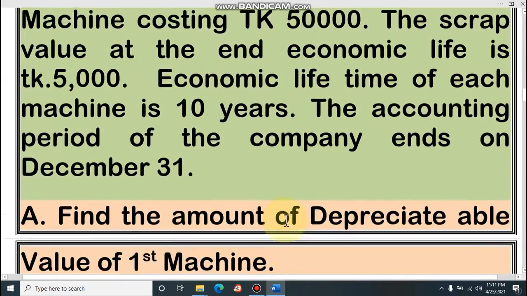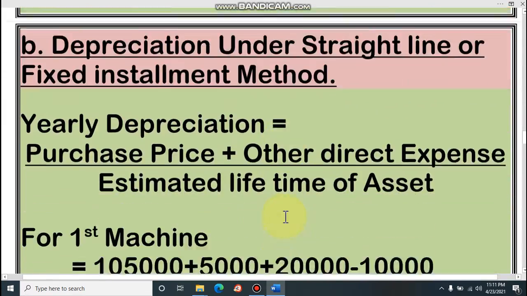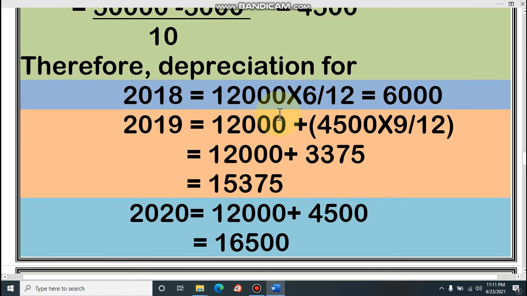That means for 6 months we can charge the depreciation. So for 2018, the yearly depreciation is 12,000, and for 6 by 12, that means for 6 months, it is 6,000. So dear student, for 2018 depreciation is 6,000 because in 2018 we have only one machine. The second machine we bought in 2019. So 12,000 is yearly depreciation, and for 2018 it is only 6,000.